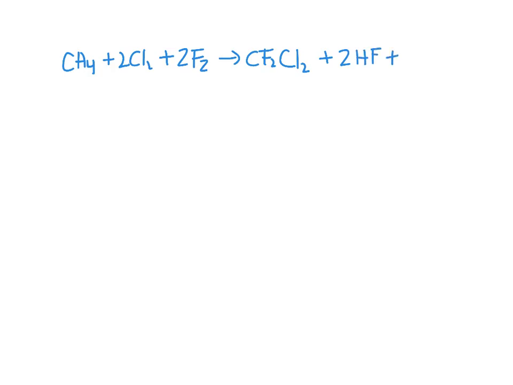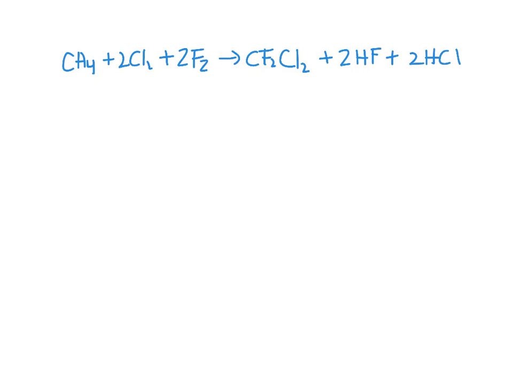So you've got this chemical formula: CH4 plus 2Cl2 plus 2F2 going to CF2Cl2 plus 2HF plus 2HCl. There's your chemical formula, and what they want you to do is find the enthalpy of this reaction based on what's going on with the different bonds breaking.